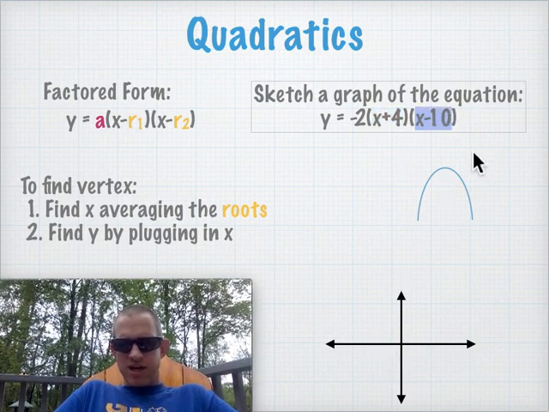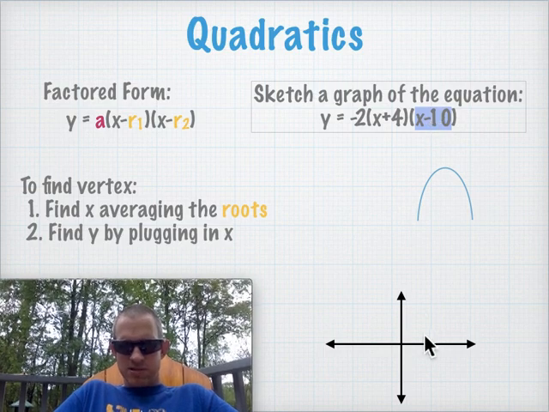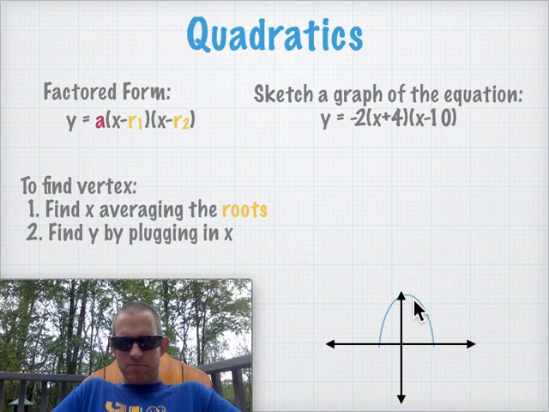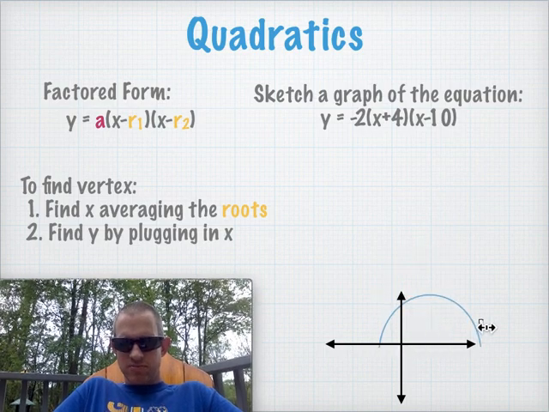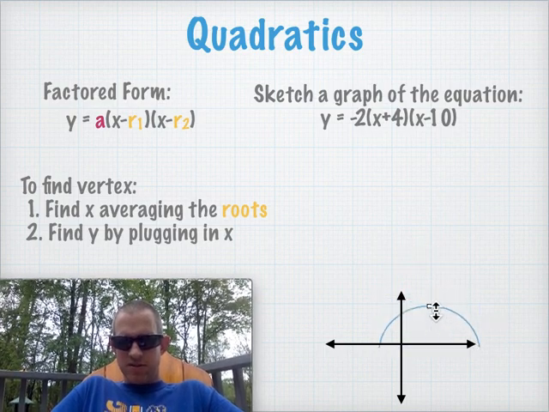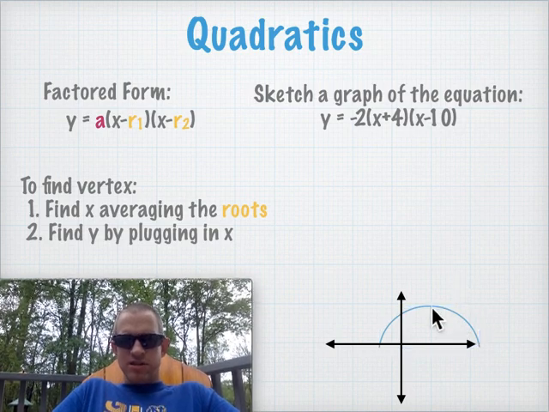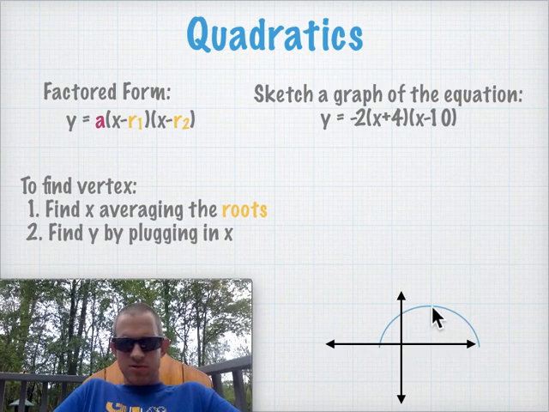If I look at this factor, 10 would make it a 0. And so that means it has to go through 10 on the x-axis. And so I got a decent sketch here. It's going to look something kind of like that. What I need to do, or what I'd like to do, is to find the vertex. How high up does it get here? And to do that, what I would suggest we do is find the average of these two roots.